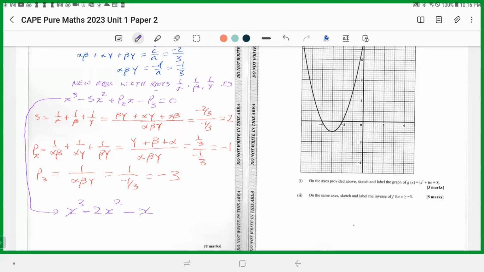And then it is minus P3. Minus becomes a plus, right? Because it is minus and -3. The P3 is -3. So your minus -3 becomes +3. And that is equal to 0. And that's your answer. That's your equation right there, that has these 3 roots.